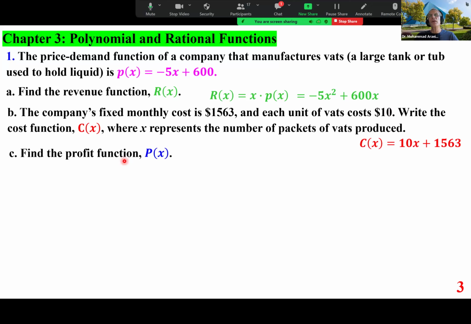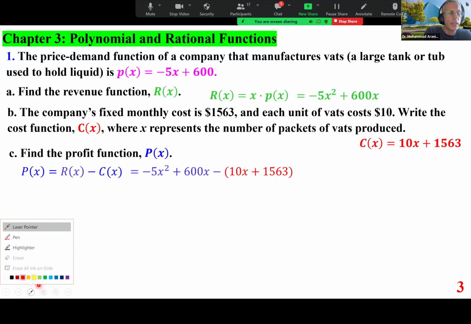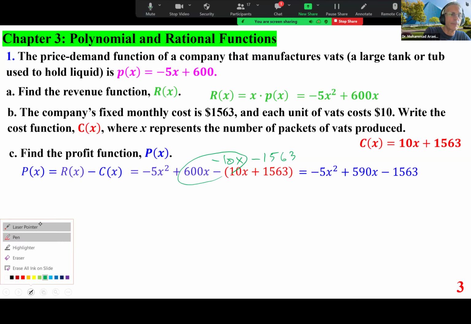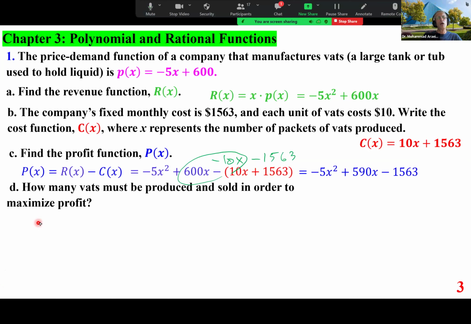Find the profit function. By definition, capital P, the profit function, is revenue minus cost. So basically, subtract the cost function from the revenue function. So we are going to distribute the negative side, we combine like terms. We get minus 5x squared plus 590x minus 1563. How many bats must be produced and sold in order to maximize profit?